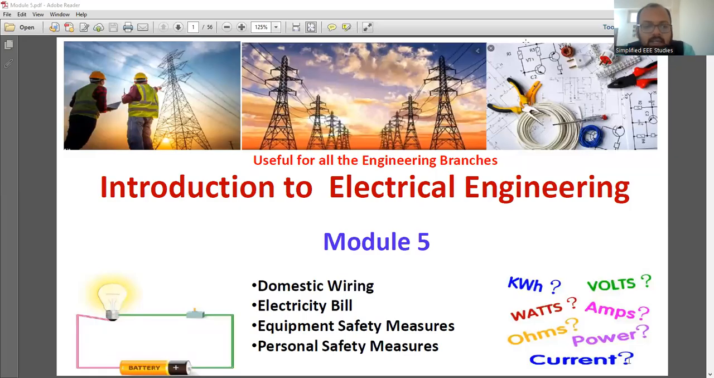Dear learners, in this session, we are going to discuss most important questions from Module 5. The subject is Introduction to Electrical Engineering. We are going to cover the following topics through the questions like domestic wiring, electricity bill, equipment safety, as well as personal safety. These are the things we are going to cover in the session. So let me show you the important questions first.